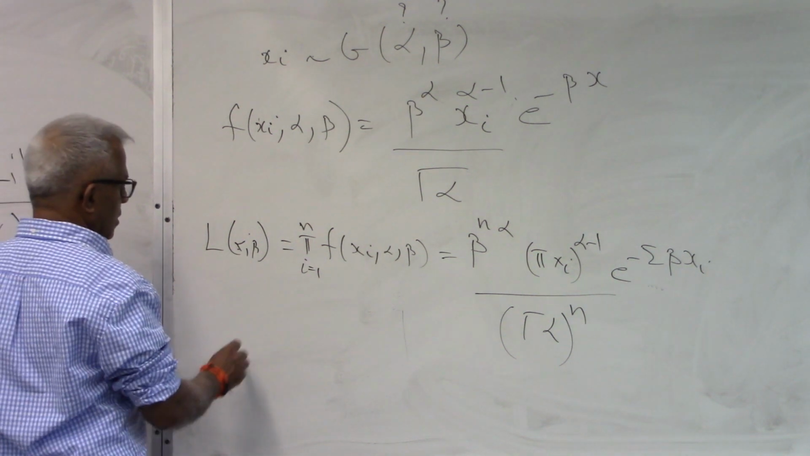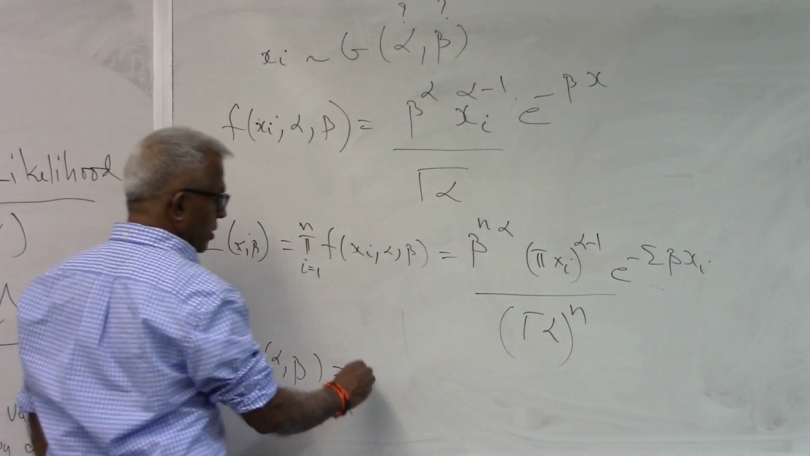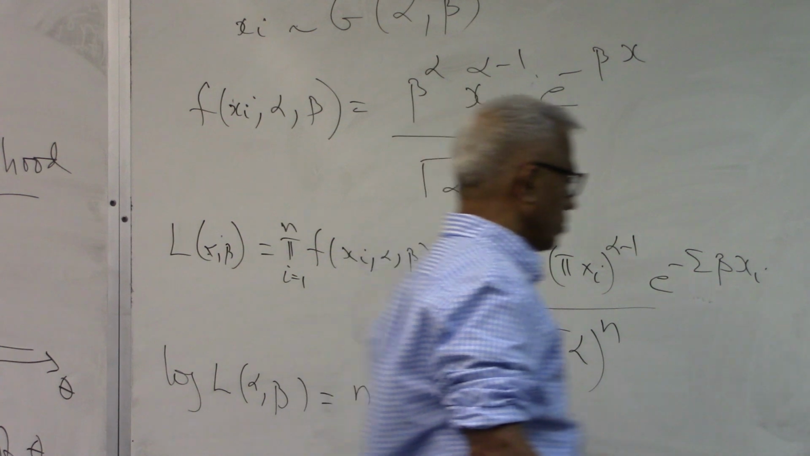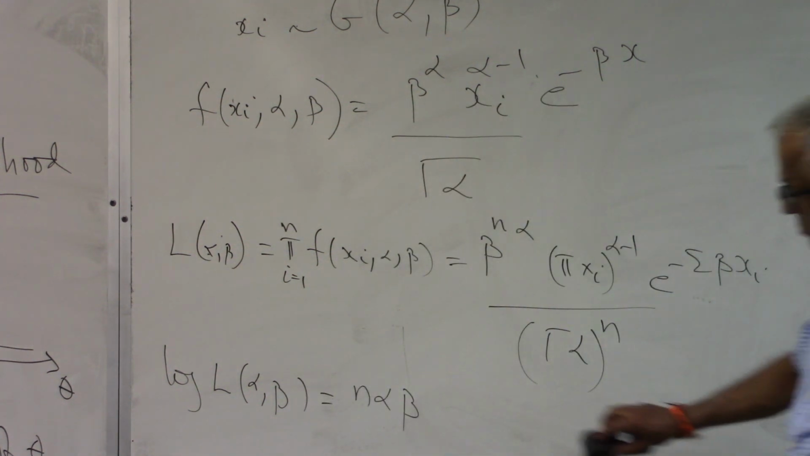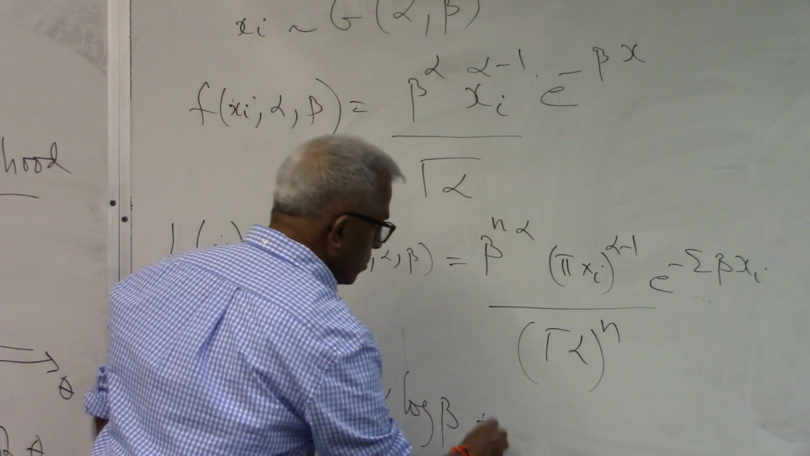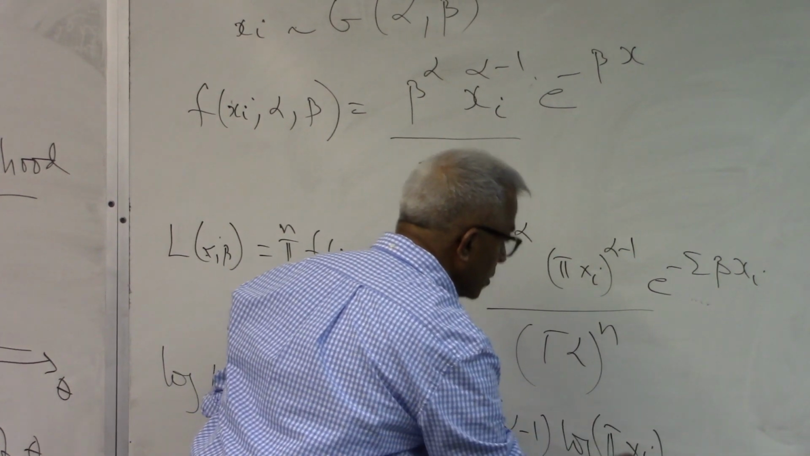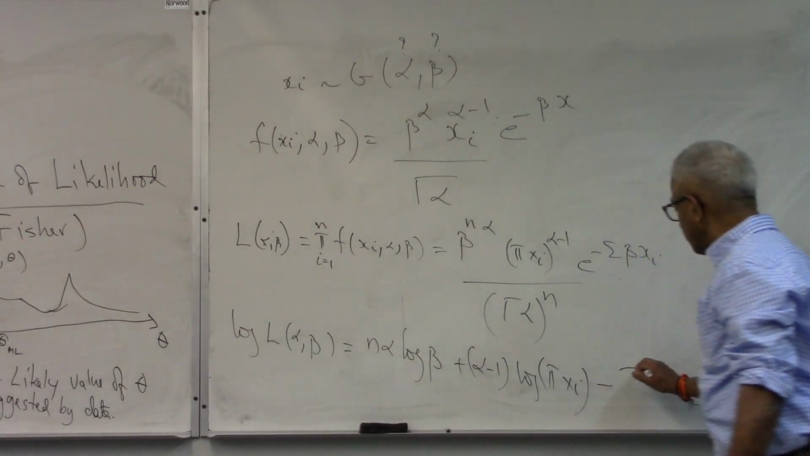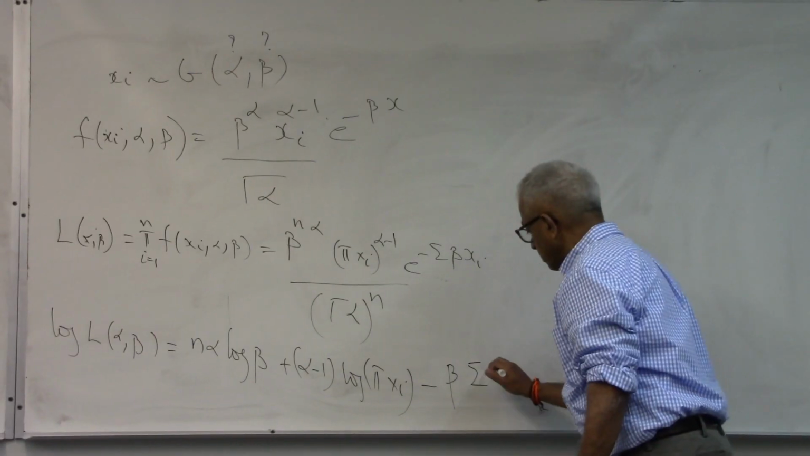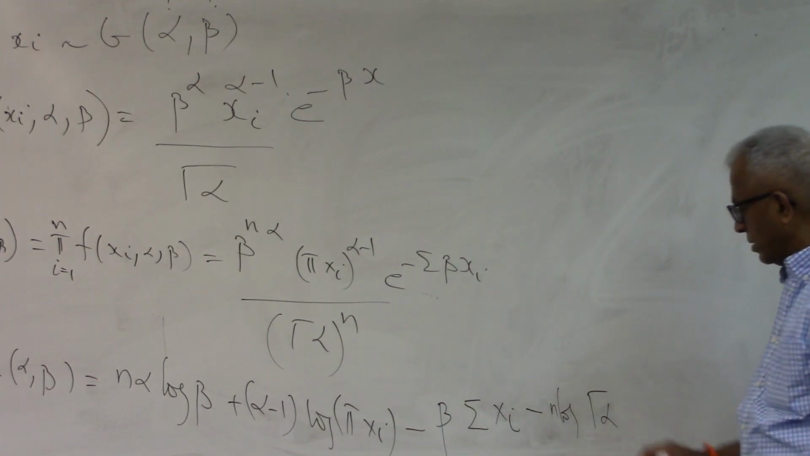All right, so let's take the logarithm of the likelihood function. So that's going to be n alpha multiplied by log beta, plus alpha minus 1 times summation of log xi, minus beta summation xi, minus n logarithm of gamma alpha.